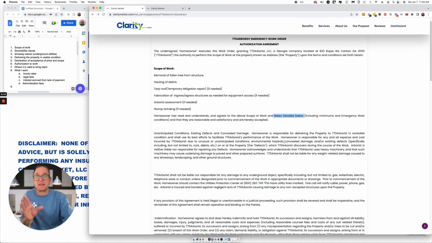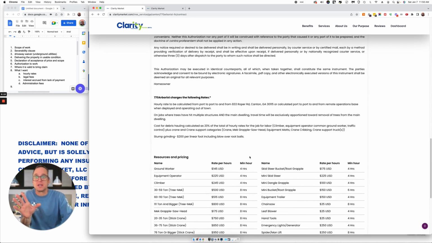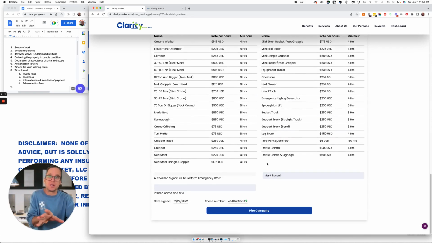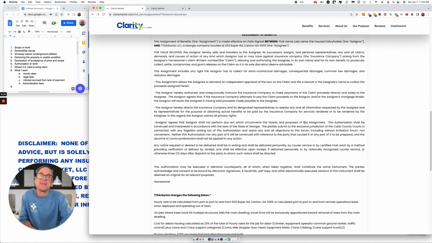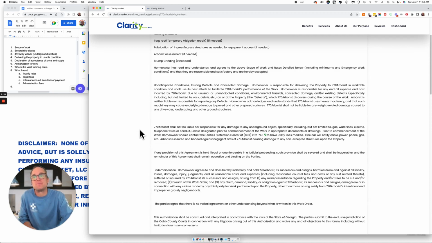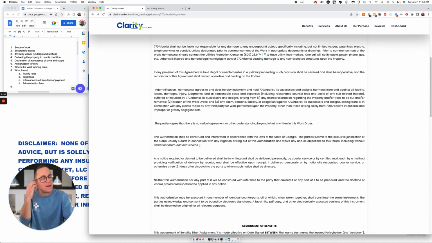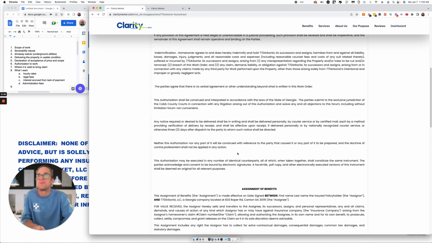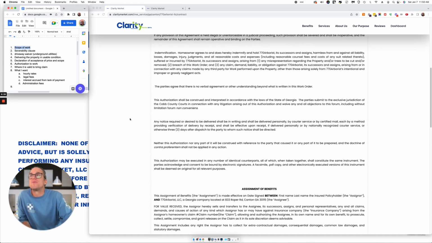If you're going to reference where the rates are, see, there's a lot of little details. That's in my own stinking contract. So, and rates detailed below. Now I would have that initialed probably. In fact, I'll have just about everything initialed. By the time we get this done, it'll be very fast. It's not going to be super tedious. So, okay, scope of work.